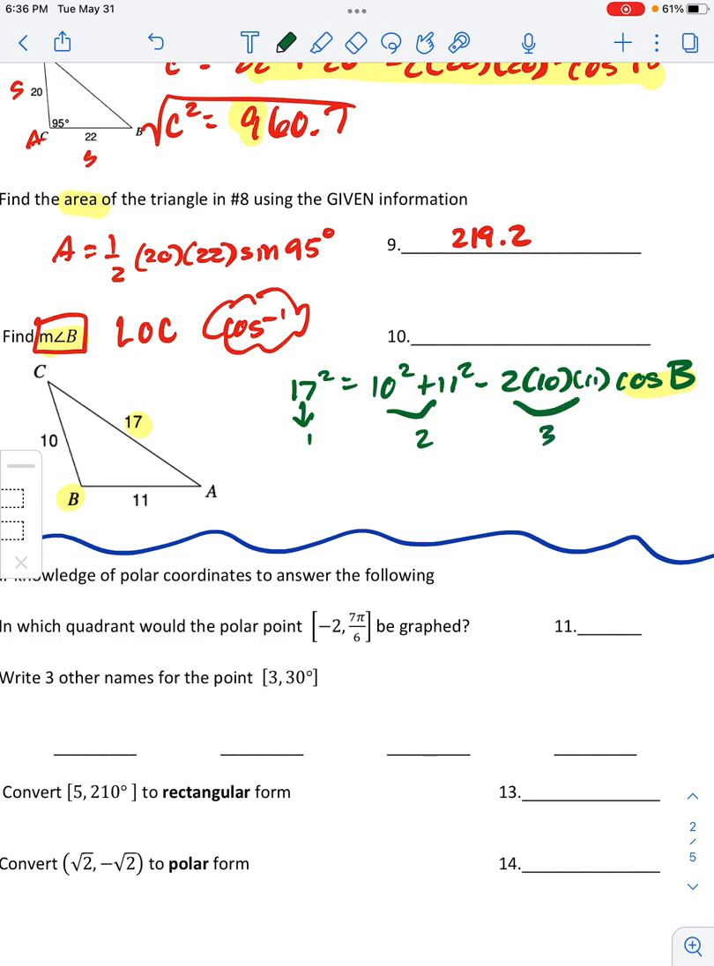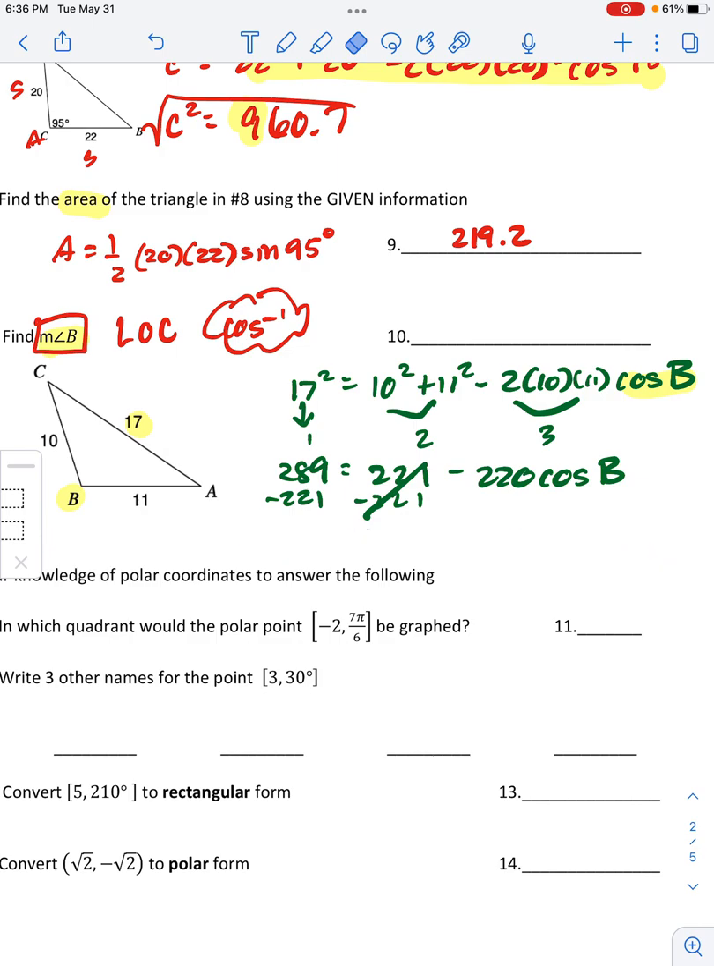So calculator time. So this is going to be 289. I made a mistake on my calculator, sorry. 221. And then 2 times 10 times 11. Now these are attached, so it's like having a 5x. So I can't put the 221 and the 220 together. That's the favorite wrong thing to do. So I always subtract whatever this number is at this stage. And so I'll have 289 minus that.